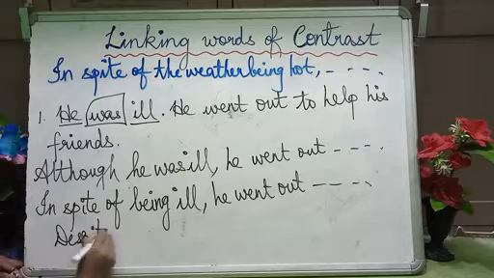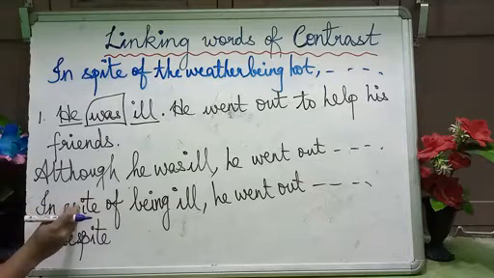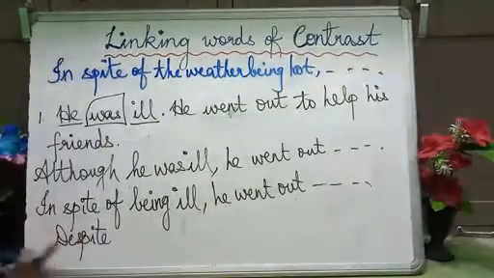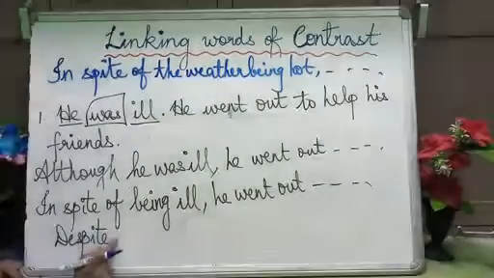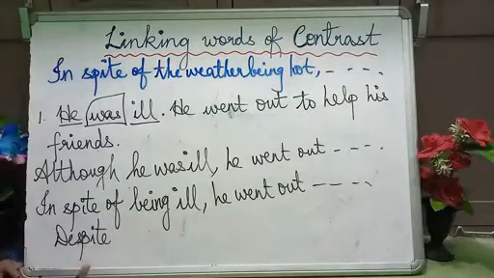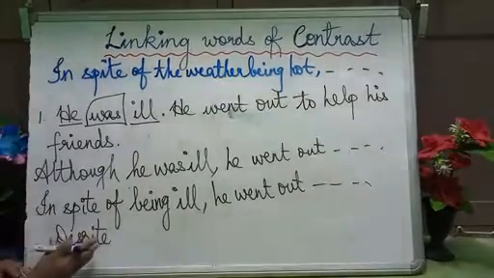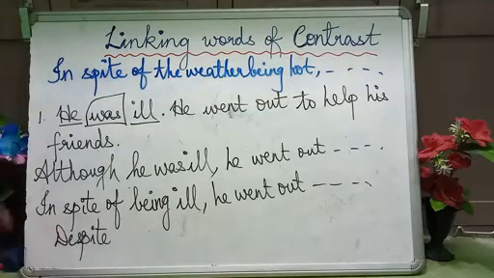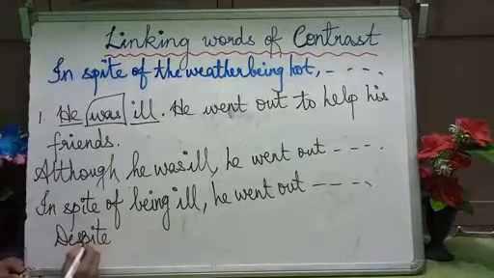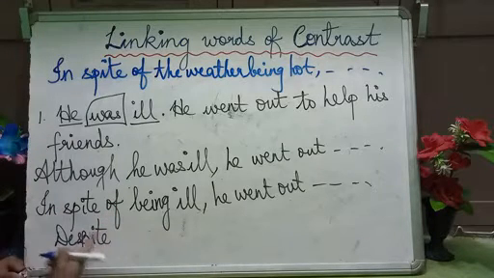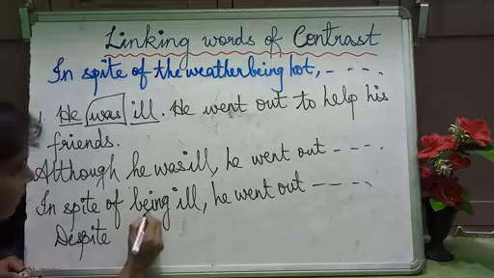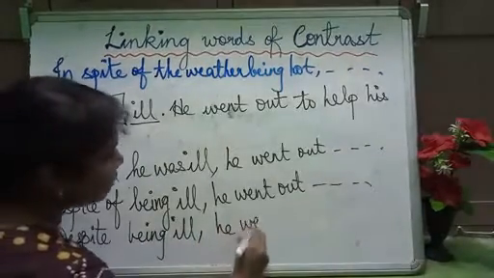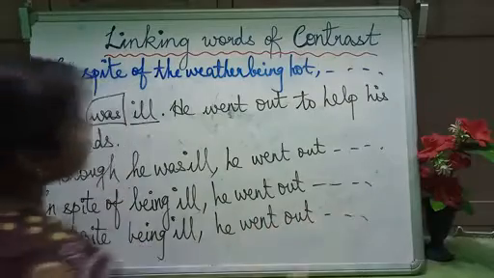Similarly, using despite also. Be careful. Only in spite of uses of. But despite is only one word. For despite, you should not use the preposition of. In spite of is a preposition and despite is also a preposition. So you should not make any confusion here. Despite is never followed by of. So despite being ill, he went out to help his friends.